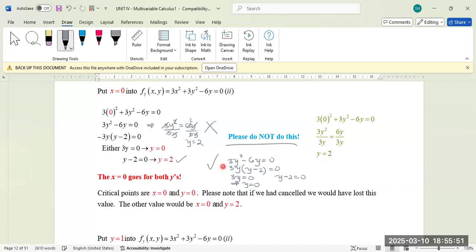Or y minus 2 equals 0, and this implies y is equal to 2. So I have 2 values of y, 0 and 2. Can you agree with me on that? Yes, sir. Andrew, can you see why I should not go ahead and cancel but factorize instead? Yes, sir. I lose one of them. All right, good.